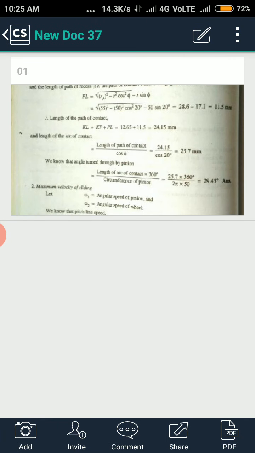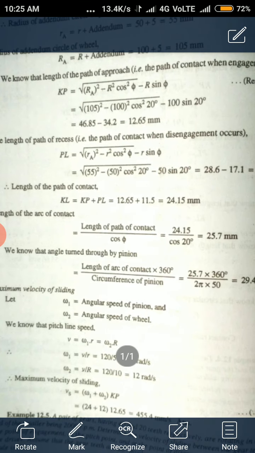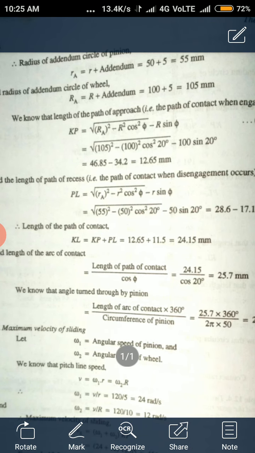Now going for the next calculation, we'll find the radius of the addendum circle of the pinion as well as the wheel. So small r a equal to small r plus addendum, that is 50 plus 5, 55 mm. Radius of the addendum circle of the wheel, capital R A, equal to capital R plus addendum, that is 100 plus 5, 105 mm.